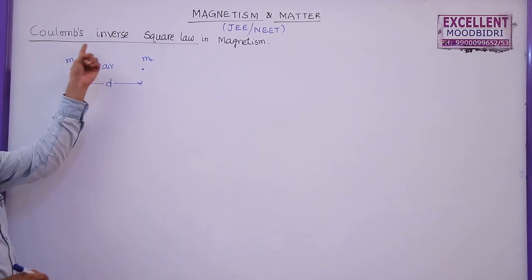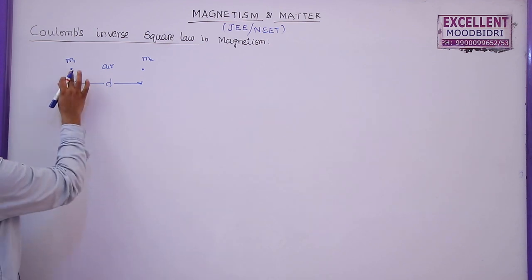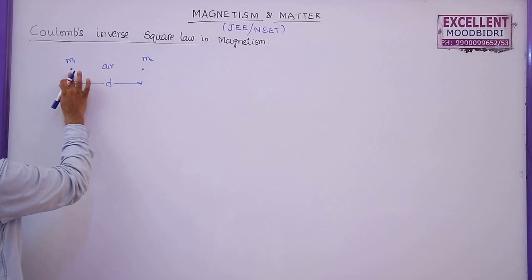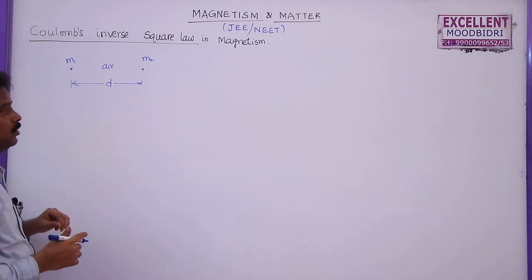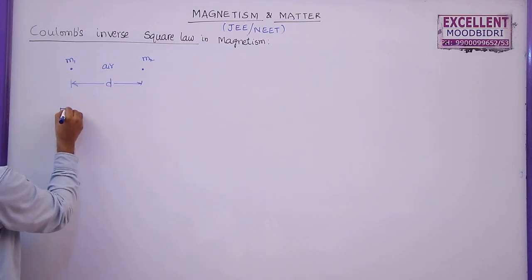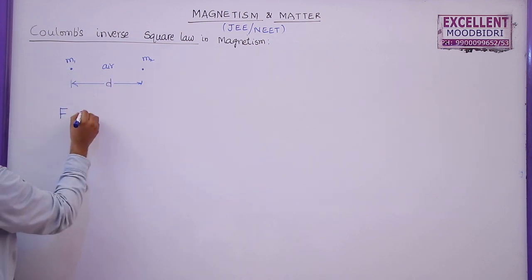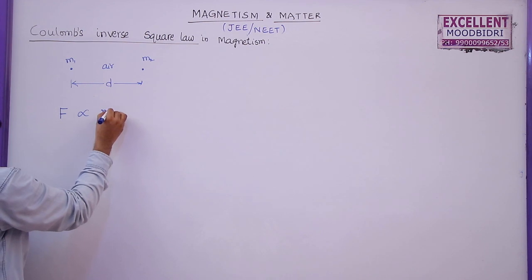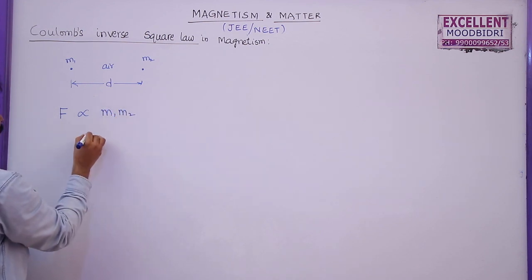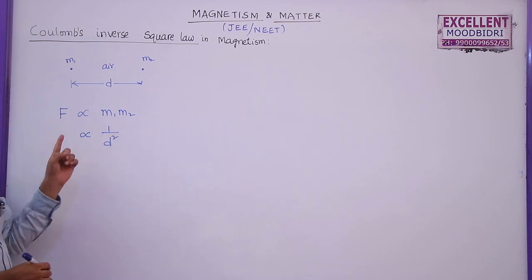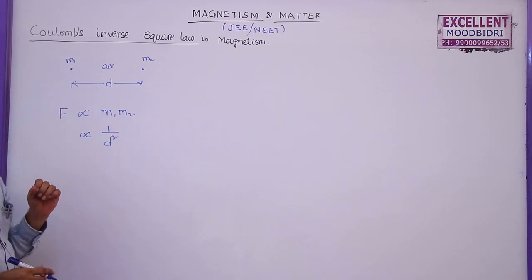Then Coulomb's inverse square law states that the force of attraction or repulsion. Why? Because we don't know whether these two are north and north, north and south, or south and south. So the force of attraction or repulsion between two poles of two different pole strengths is directly proportional to the product of the pole strengths, and inversely proportional to the square of the distance between them, which is similar to Coulomb's law in electrostatics.